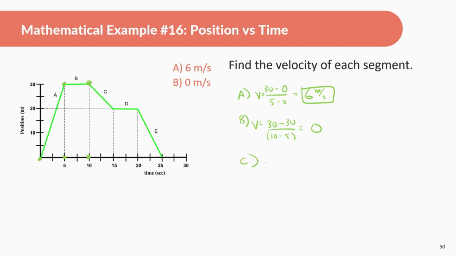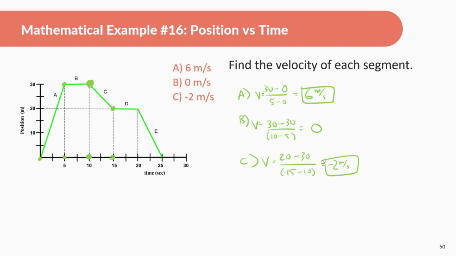All right, part C. And just pause this when you feel like you start to get the hang of it. The final position of C is going to be right here. So that's going to be 20, minus the initial position, which is right here, 30. The final time is this 15 seconds here, and the initial time is this 10 seconds. Again, it's just rise over run. So we have negative 10 divided by 5, which is going to be negative 2 meters per second.